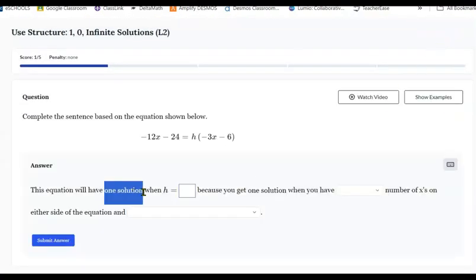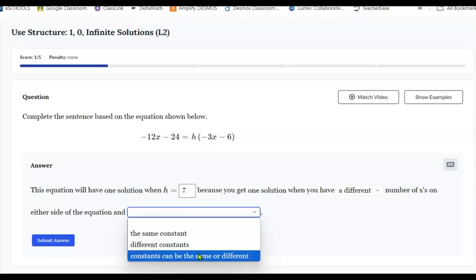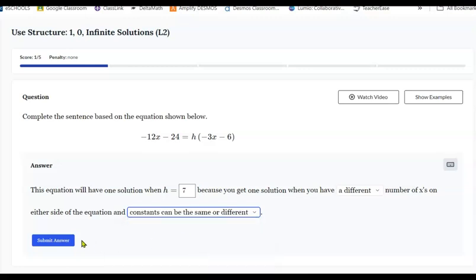This one asks us to have one solution. Now when you have one solution, that means your variable terms are different. So this multiplying number here in the h position, this distributing value, has to be a number such that I don't get a negative 12. So I can put any number I want here in the h position, but not the number 4. So I'm going to pick a random number, 7, because I need different number of x's, and the constants can be anything, same or different.